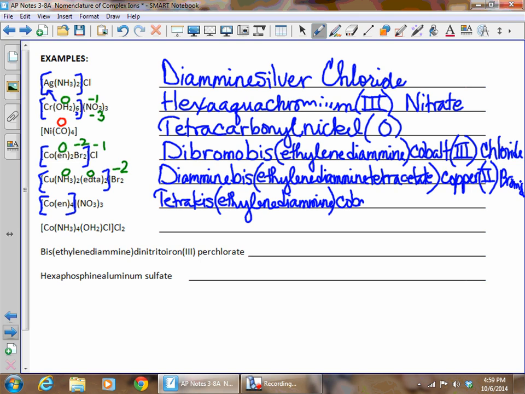Cobalt. And remember, the cobalt is one that must have parentheses, must have a Roman numeral. And then we're going to have nitrate after it, our good old familiar nitrate. So let's see what our charges are going to be here. Ethylene diamine is 0. Each nitrate's a -1, so that gives us a -3 for the total nitrate. Looks like cobalt is a Roman numeral 3 again.